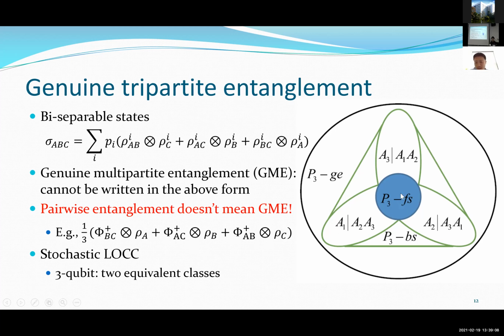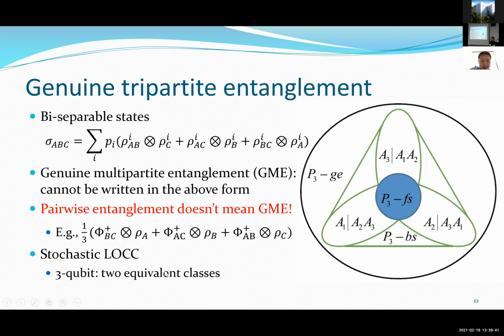In this figure, in the middle is the fully separable state, and then here we have the biseparable states for the 3 and the 2-1 system, and another biseparable product state in this form. Then there is also a pairwise entangled state, but not a genuinely entangled state. Outside is the genuinely entangled state. So from here we can see that just with the tripartite case, it's already a little bit complicated.